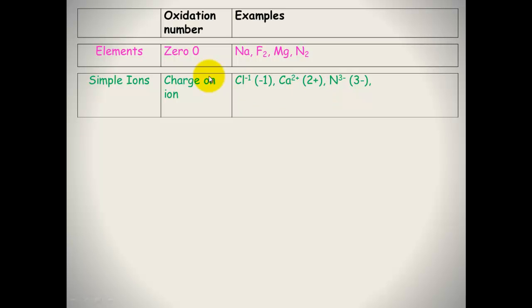But don't get too confused on that. Just remember that the charge on the ion is the important thing. So if it's an element, it's got a 0 oxidation number. If it's an ion, it's got the charge on the ion. Now this is an ion by itself, not an ion in a compound.